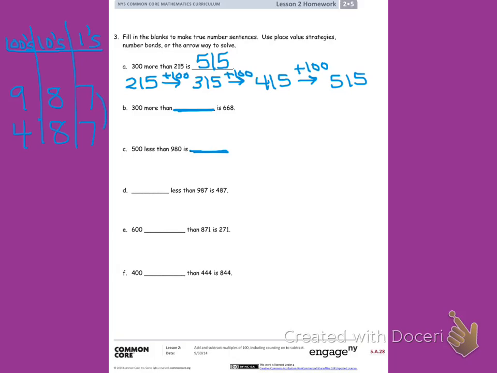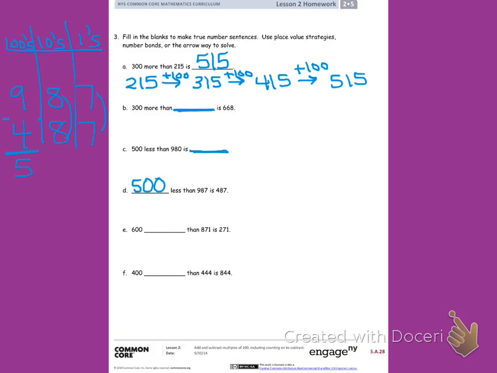Well, they didn't change the ones place. They didn't change the tens place. They changed the hundreds place. How much did they change the hundreds place? Let's go ahead and subtract that. Well, 9 minus 4 is 5. They changed the hundreds place by 5 groups of 100, or 500. So that's 500 less than 987 is 487.